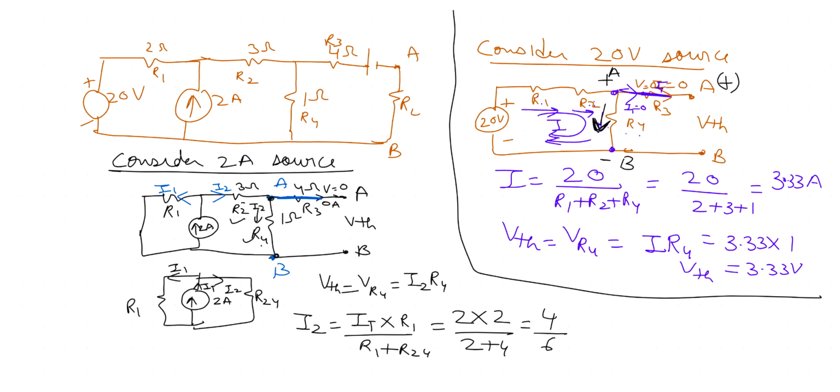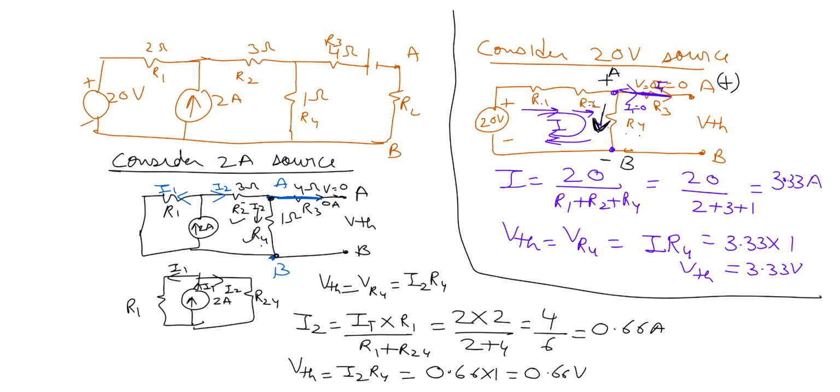Divided by 6 gives me 0.66 ampere. That is the current that flows through this branch. Now, what will be the voltage across AB? So Thevenin will be current I2 times R4, because here the Thevenin is the voltage across this branch. So the current that flows through here times the resistance, right? So current I2 is 0.66 times resistance 1. So that gives me 0.66 volt.